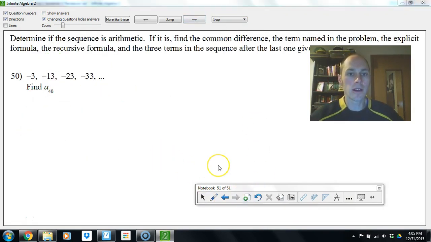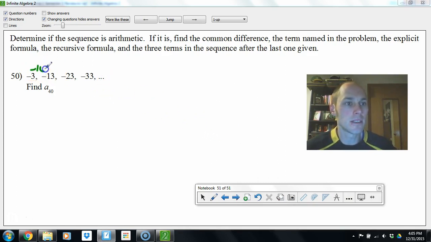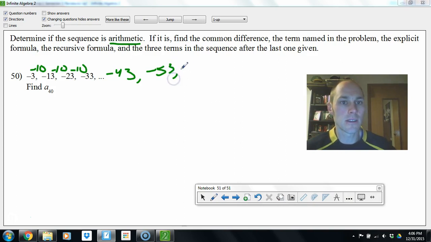All right, and the last one for algebra deals with sequences. So first of all, we need to determine if this is an arithmetic sequence. If so, find the common difference and the term and explicit recursive, the next 3 terms. So I can see that these are going down 10. So that's going to make it arithmetic. Has a common difference. I'm either adding or subtracting a common difference. So the next one would be negative 43, negative 53, negative 63. That's the next three terms.